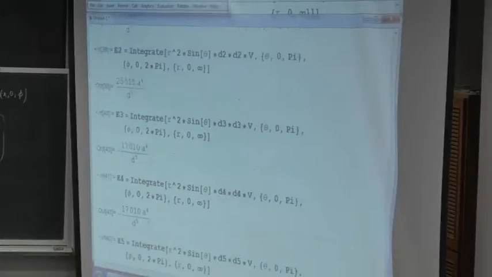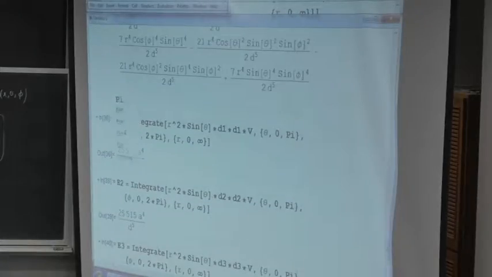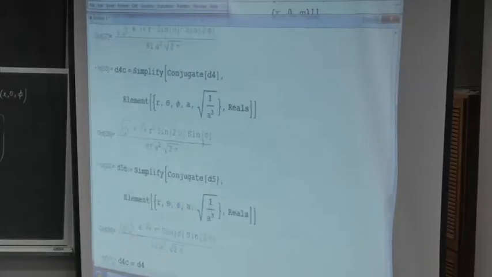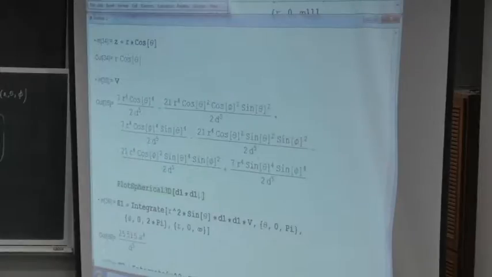By the way, I would also like you to see how these orbitals look. If I plot spherical 3D, I should really plot the probability densities. So I plot d1 conjugate times d1. I don't want to plot all of d1 because they have R components as well. I just plot the spherical harmonics, okay? I don't want to plot the R component, that's going to be a big mess.